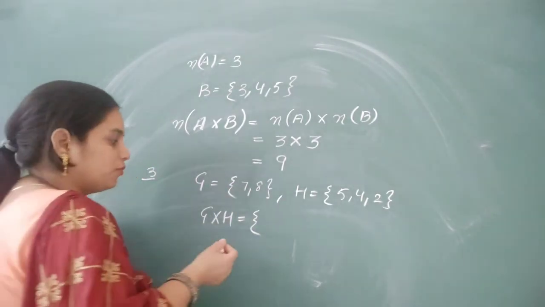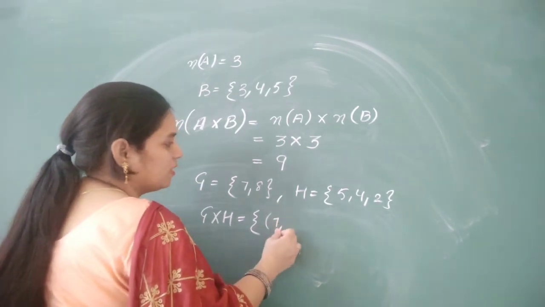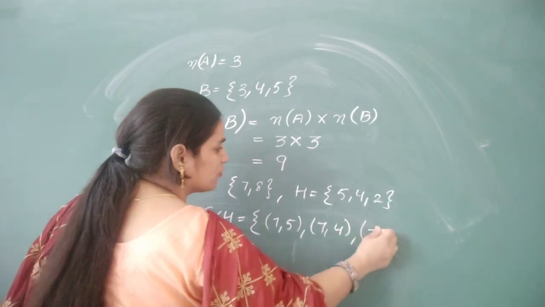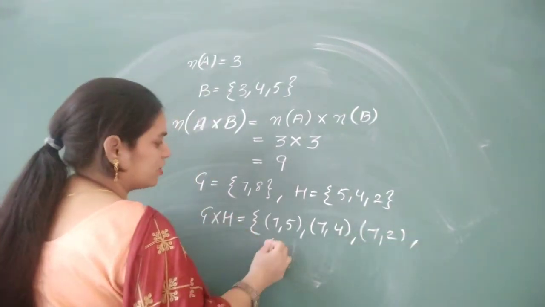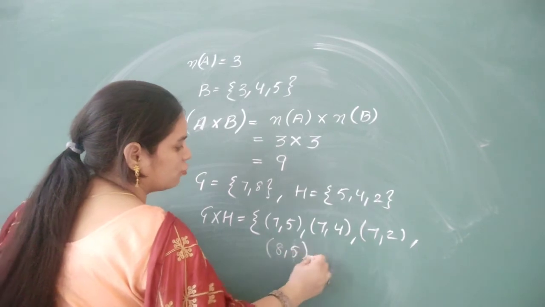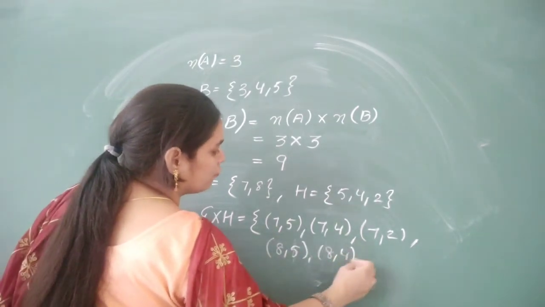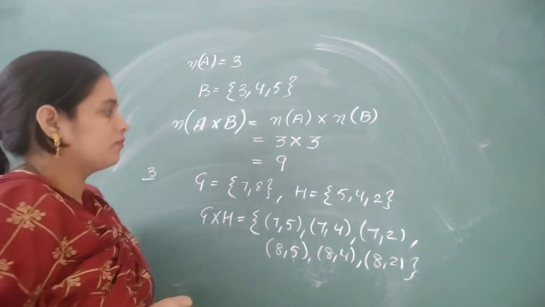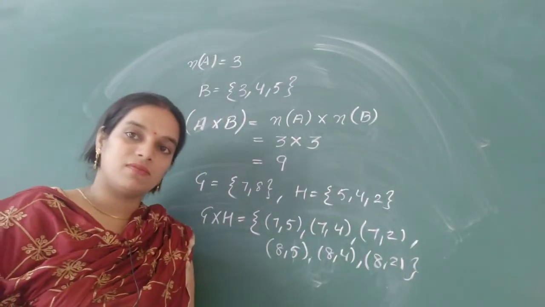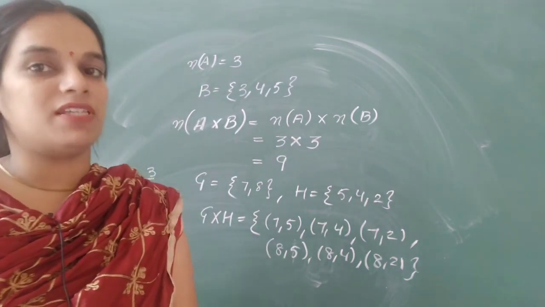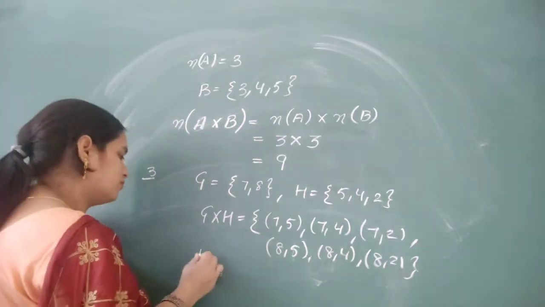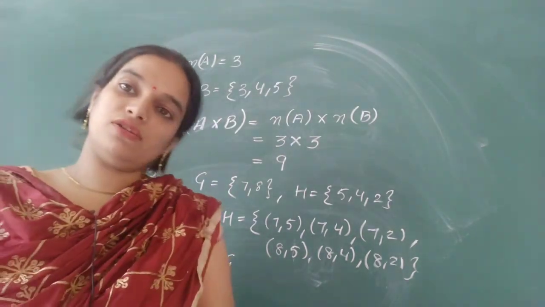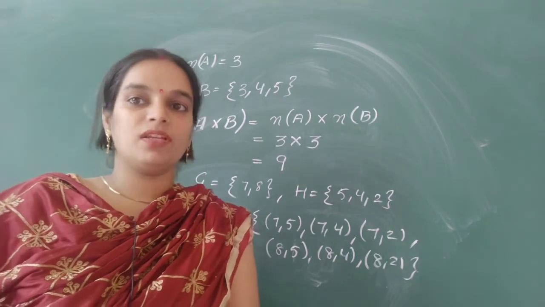So we will take the ordered pairs with the first element from set G and the second from H. Continuing, we will take the ordered pairs 8, 5; 8, 4 and 8, 2. So there will be 6 elements in their Cartesian product. In the same way we can find H cross G. In H cross G, we will just reverse the order as we discussed in the previous question.